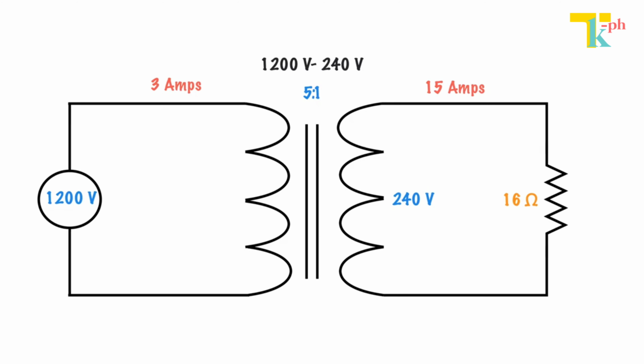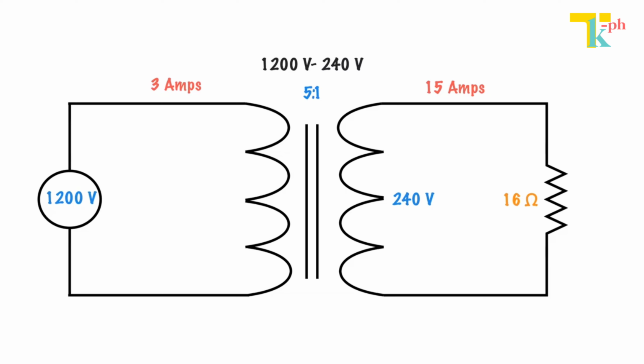Now, I find that using the turns ratio for current can be a bit confusing sometimes because we get so used to stepping the voltage down that we forget sometimes that we have to take the current, and if we've got a higher voltage here, we end up with a lower current. So that can get a little confusing when we're using ratios.